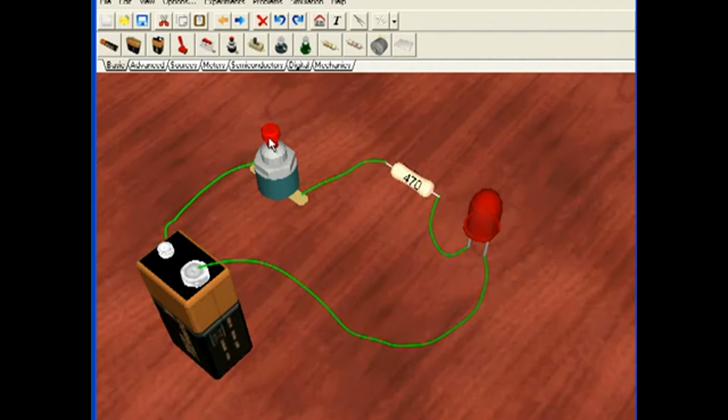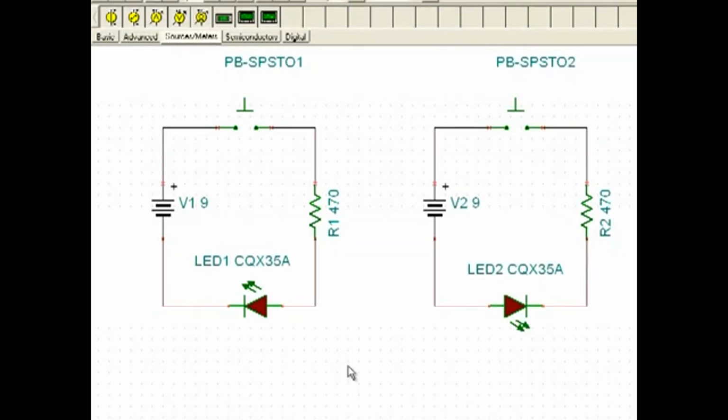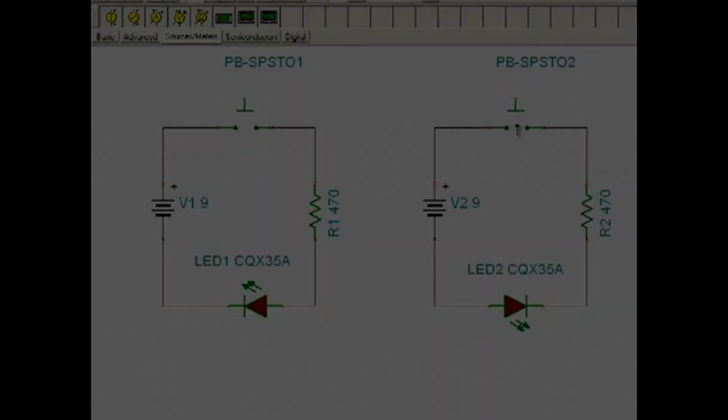I've put together a couple circuits here on the schematic side to demonstrate the one-way nature of the diode. This circuit is the same as the one we built on the pictorial side. You'll see that the arrow of the LED points in the direction of conventional current, from plus to minus, and when we press the switch, the LED lights. This arrow points opposite to conventional current. It points from negative to plus, and if we close the switch, the LED will not light.